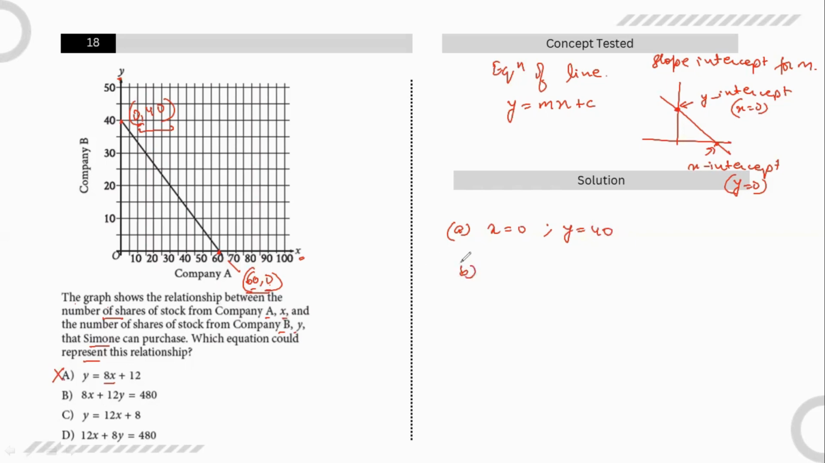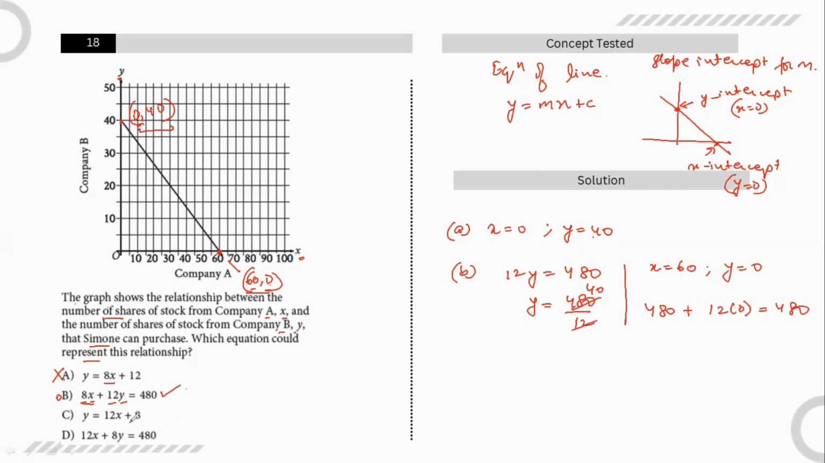Let's substitute x as 0 in option B. So this term will be 0. 12y is equal to 480. That means y should be 480 divided by 12, which is going to be 40. Okay, y we require as 40. So the first point is actually clear. What about this point? That is x-intercept. Let's now substitute in the same option B, x as 60 and y as 0. Let's see whether LHS is equal to RHS or not. So when you substitute x as 60, 8 times 60, that is 480, plus 12 times 0, that is 0. Is it equal to 480? Yes, 480 is equal to 480. So we are pretty sure that this equation satisfies both of the points. That means this is a good fit for the option to be correct.